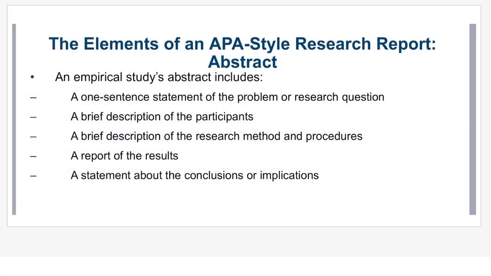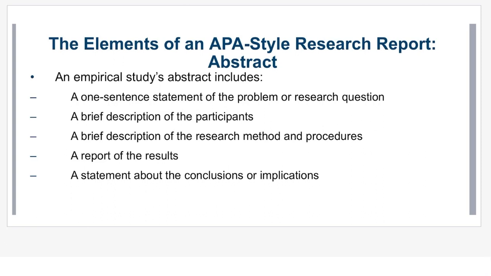So here we have the elements of an abstract. The abstract is basically a summary of your paper. It is typically 150 to 250 words. It is usually written last, even though it comes second in the order of things in your research report. It is usually written at the very end because it's easier to write that abstract once you have completed writing everything else, because again, it's a summary of everything that you're going to say in the research report.